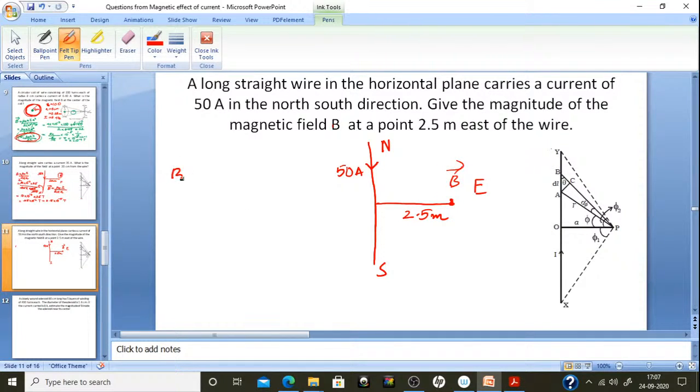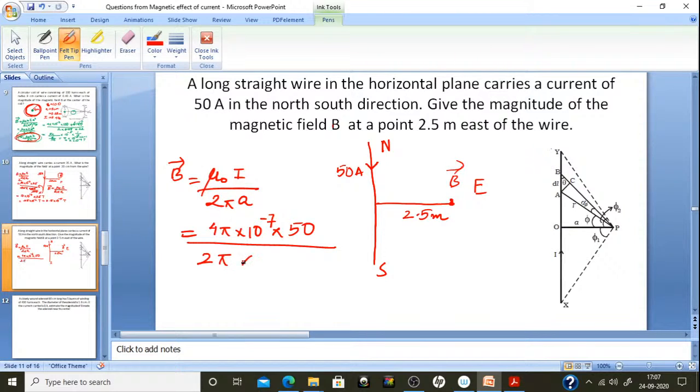So very simple, same formula. B will be equal to mu naught I divided by 2 pi a. So put it again, 4 pi into 10 to the power minus 7, I is 50, 2 pi, and the distance is 2.5. So again 2 pi, 4 pi, you'll get a 2 here. Now if I remove this decimal point, then divided by 10, this 10 will go up. So 25 will cancel with this, we'll get this one here. So 2 into 2, 4, 4 into 10 to the power, now minus 7 and plus 1 here, so minus 6 Tesla. So this is the answer.